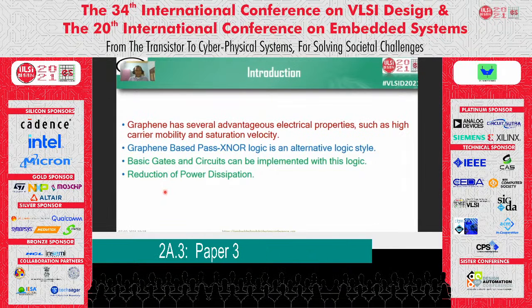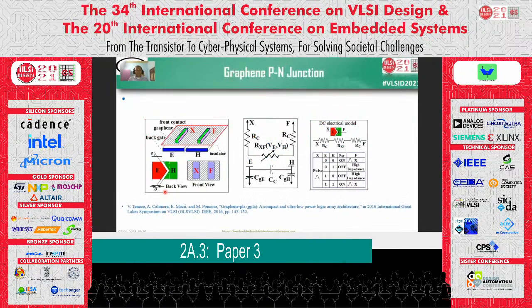So in our research work, we basically implement the basic gates and circuit with the help of graphene p-n junction, and our goal is the reduction of the power dissipation. Now this circuit basically shows the graphene p-n junction, and it is constructed on a graphene sheet, and these two metal to graphene contacts X and F are acting as the input and output respectively.